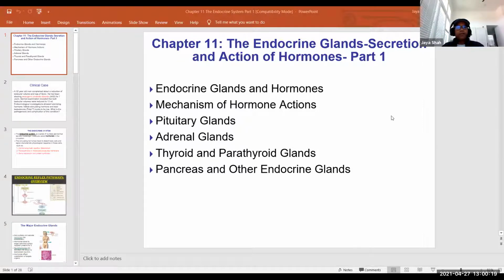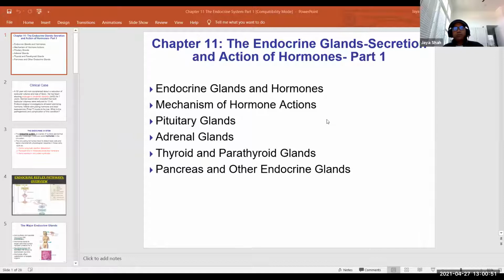Good afternoon, guys. We are starting chapter 11, and we have two parts of chapter 11. So today we're going to go over the first part of endocrine gland secretion and action of hormones, part one. So we'll focus on endocrine glands and hormones background information, and then we will talk about mechanism of hormone action.